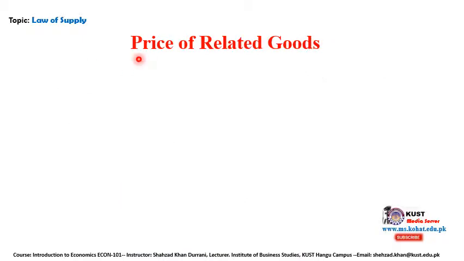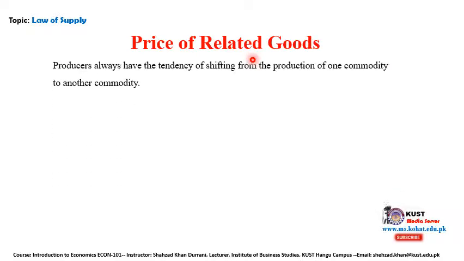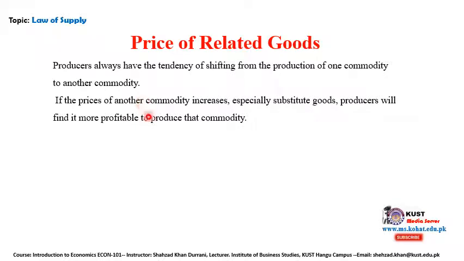And another determinant is the price of related goods, right? It also affects the graph of the law of supply. So producers always have the tendency of shifting from the production of one commodity to another commodity, right? Sometimes the producers are switching, depending on the decrease and the increase in the price, from one product to another, like coffee and tea, like Pepsi and Coke. These can be examples of the price of related goods.